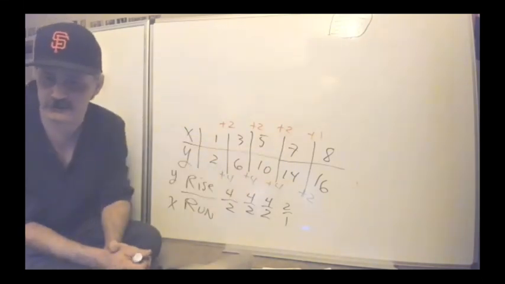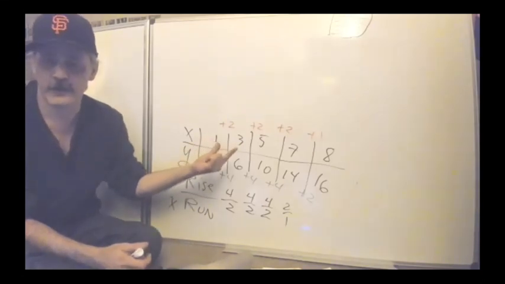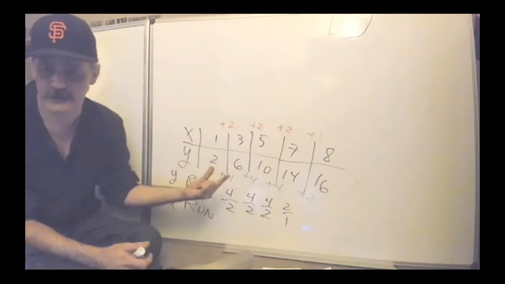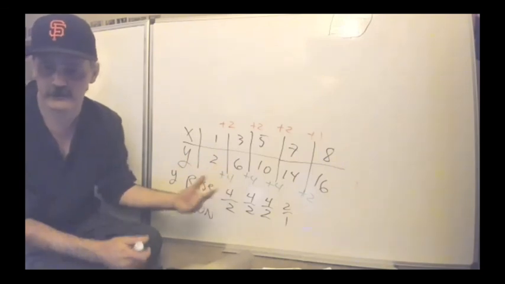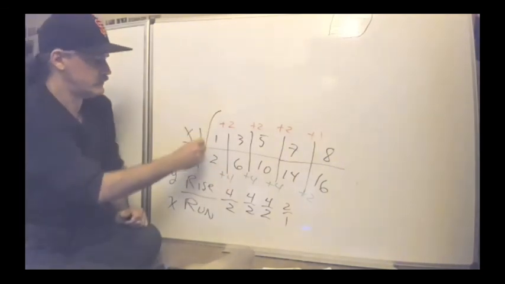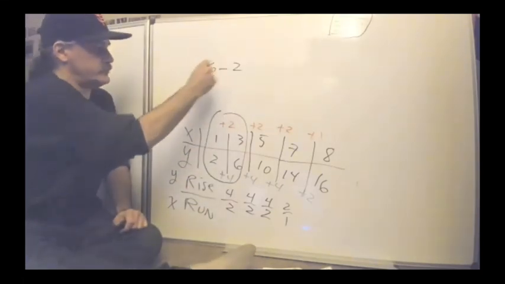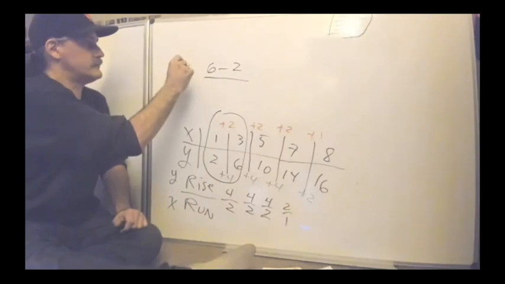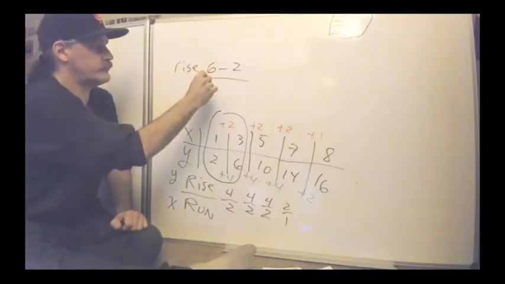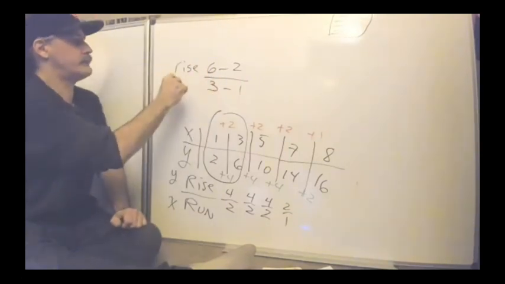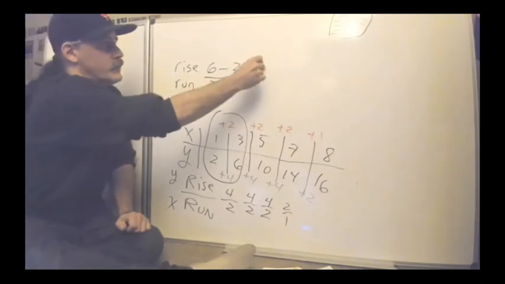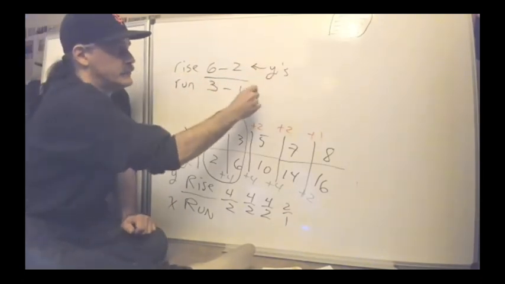That's really intuitive. But if we wanted to make this into a formula, if you went 3 minus 1, and 6 minus 2, that would work. So right here, we could have just done this as 6 minus 2. That would be the rise, over 3 minus 1. That would be the run. Again, these are the y's. And those are the x's.